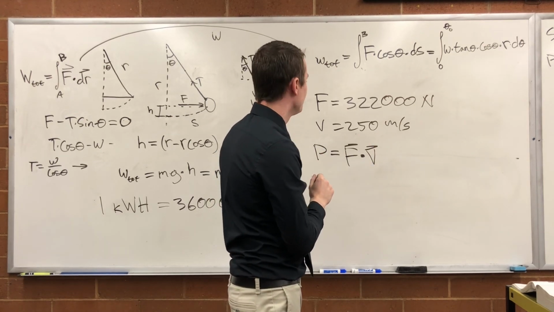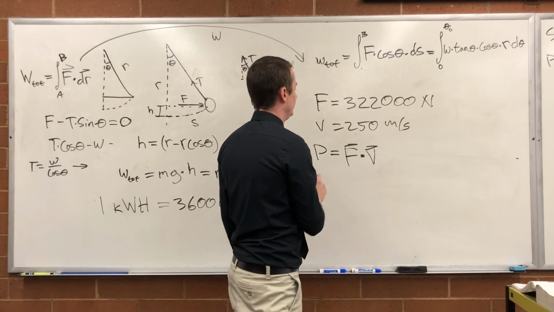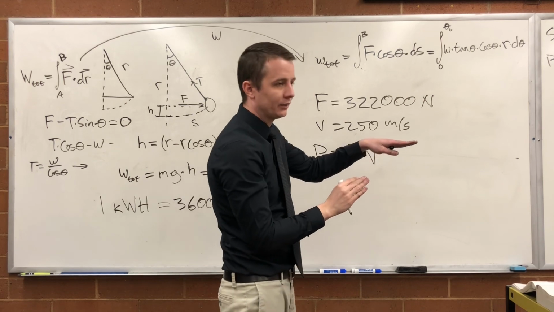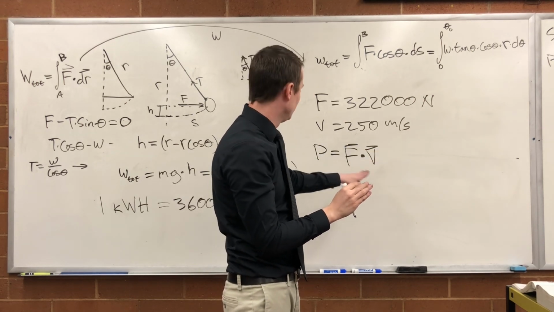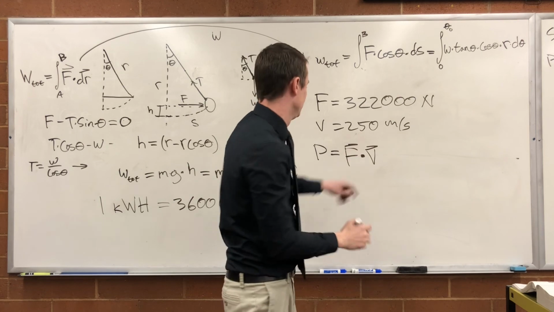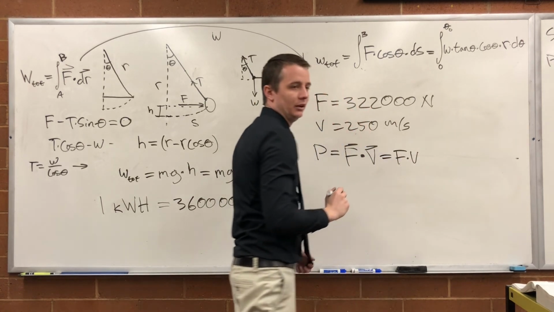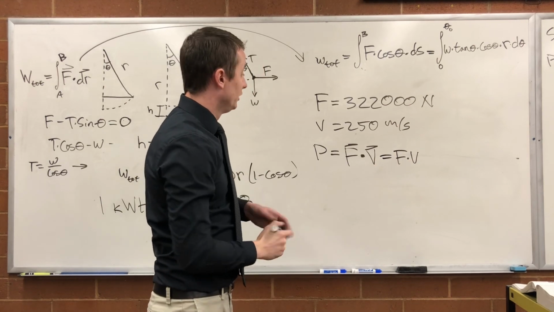So those are vectors. This is the magnitude of the vector, but both the vectors are pointing the exact same direction, so the angle between them is 0. Cosine 0 is 1, so this is just going to be equal to F times V, is what I'm getting at. In this special case, okay, so that's what it is in watts.